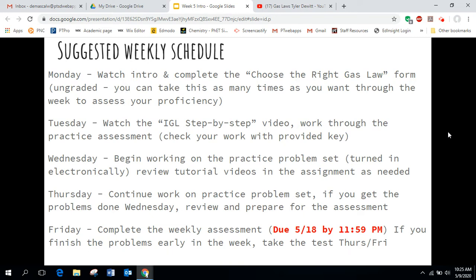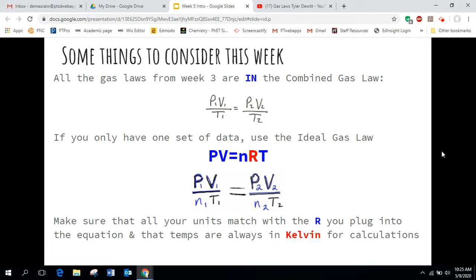I'll put a practice assessment up for Thursday as well. Probably post the assessment Thursday. So if you want to get that done before the weekend, you'll have time. If you didn't start the assessment before Friday, please go ahead and do that. Again, remember the test and the practice problem set electronically submitted are due by 11:59 p.m. on Monday, May 18th. So just some things to consider for this week.